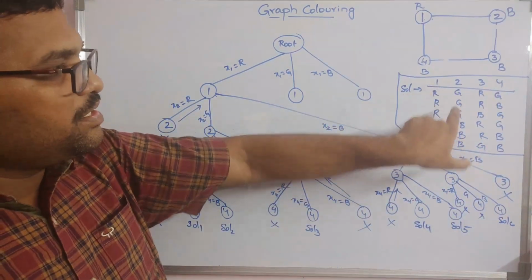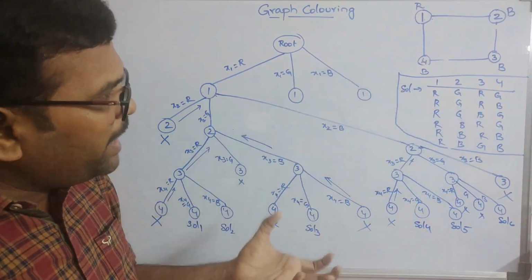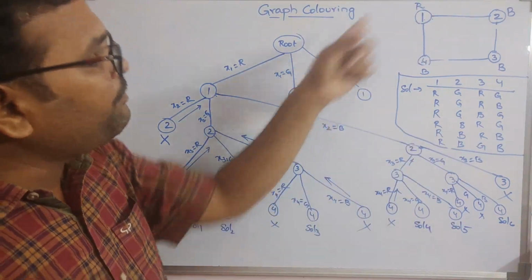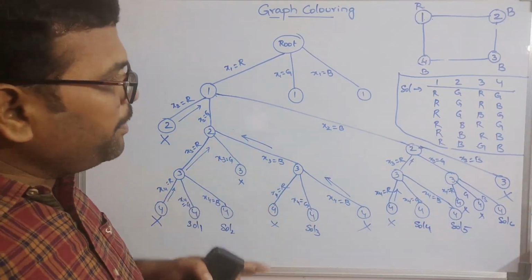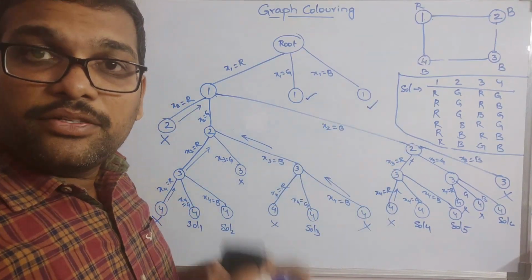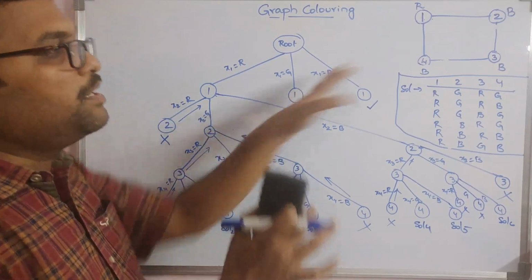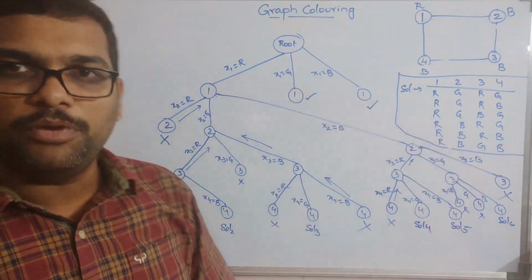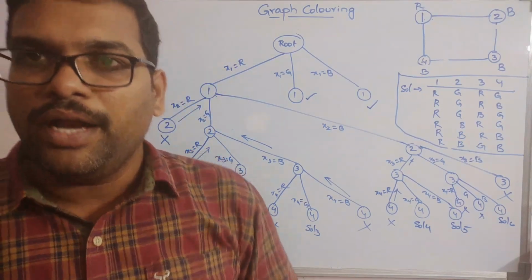This is if the first node is fixed with R. Similarly, we have to find out if the first node is filled with green, what are the possible solutions, and if the first node is filled with blue, what are the possible solutions. So I am just stopping here. You just practice with these two nodes, and solve this and comment all the possible solutions for this particular graph. So hope you understood and enjoyed the session.